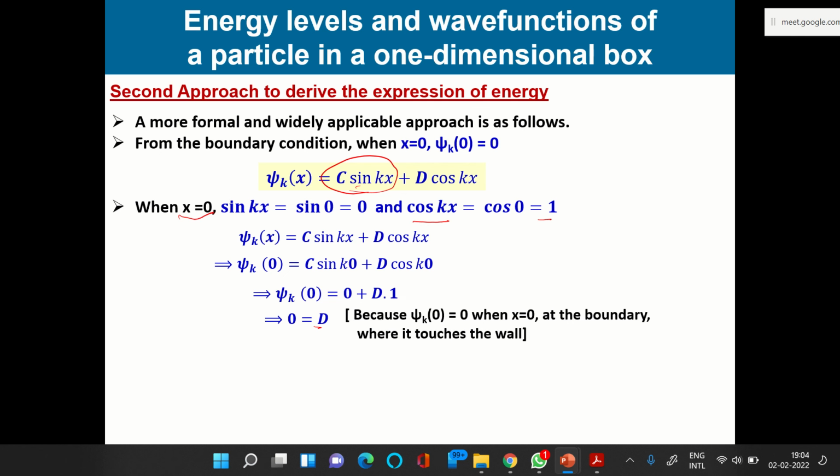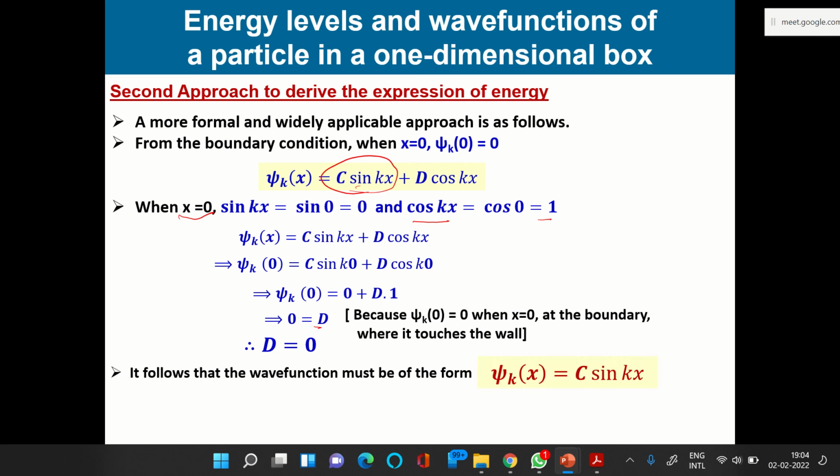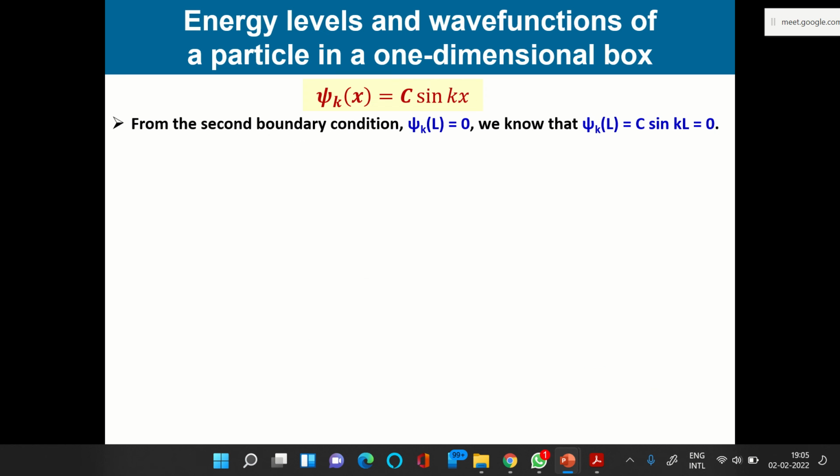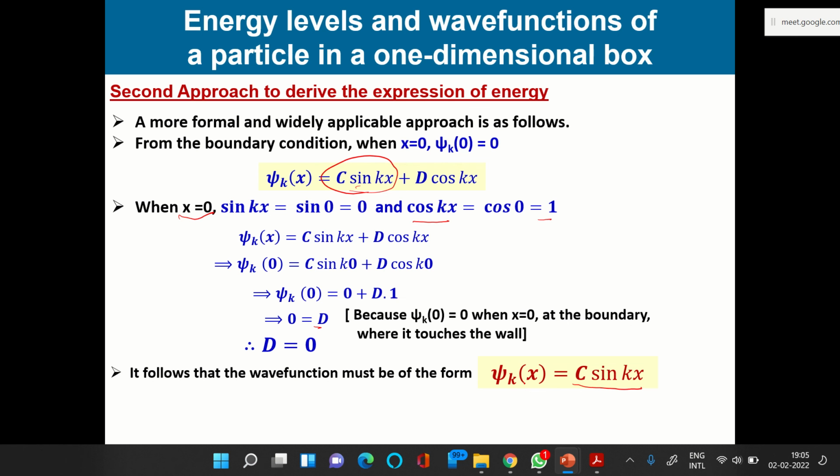This means d is 0, d should be 0. So it follows the wave function must be of the form, if d is 0, then c is certain, so the equation that will remain is c sine kx. We applied the first boundary condition, and we have reached that d is 0, and so we are left with only one part, c sine kx.